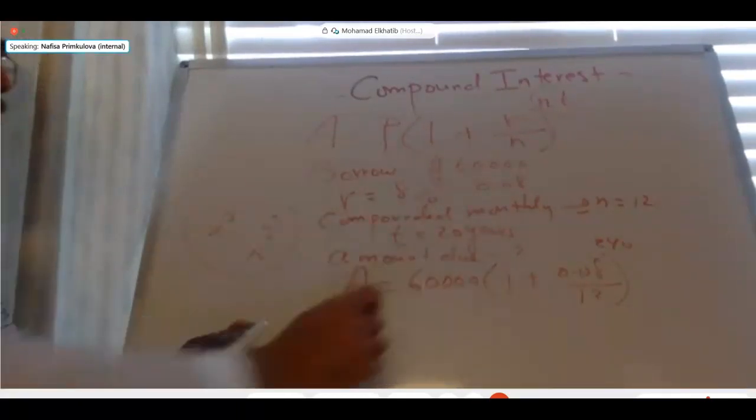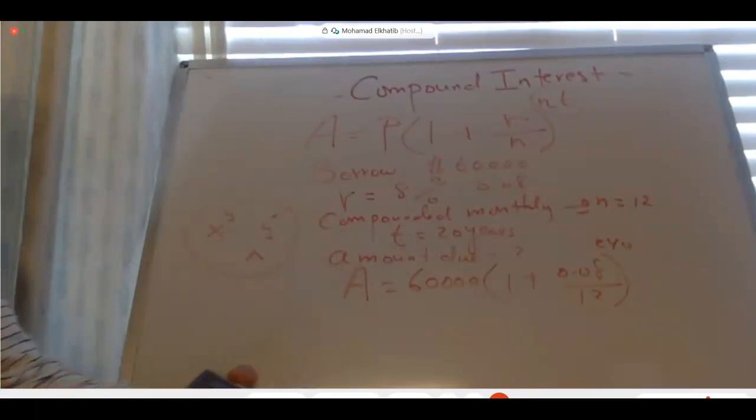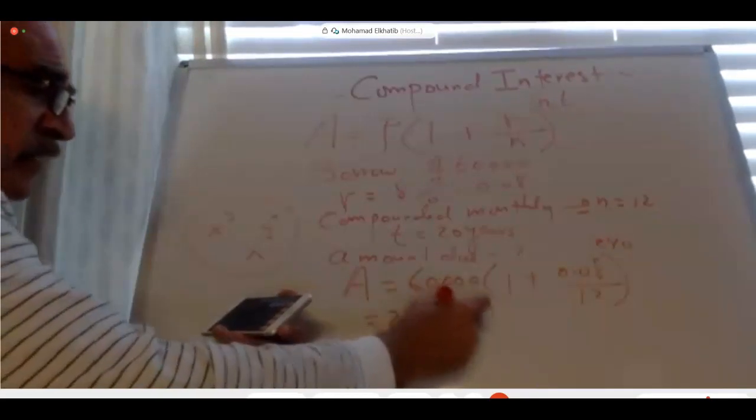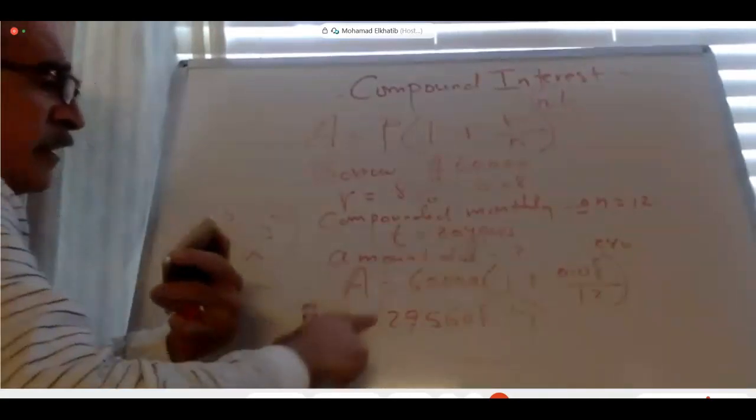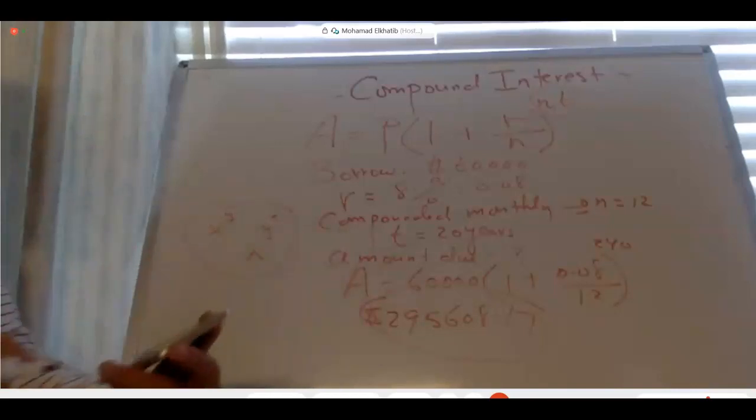Very good. Then you multiply it times 60,000. Keep that number in, times 60,000, equal. So the amount due is $295,608.17. I hope everybody gets that answer.